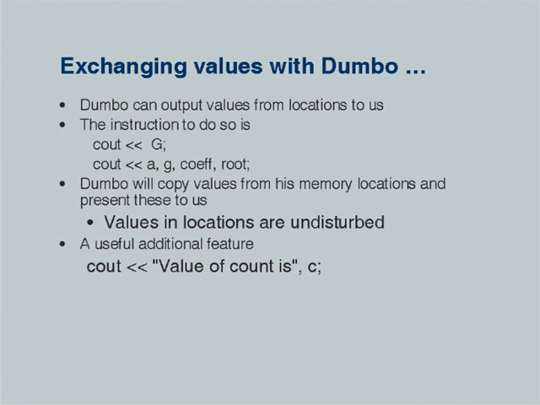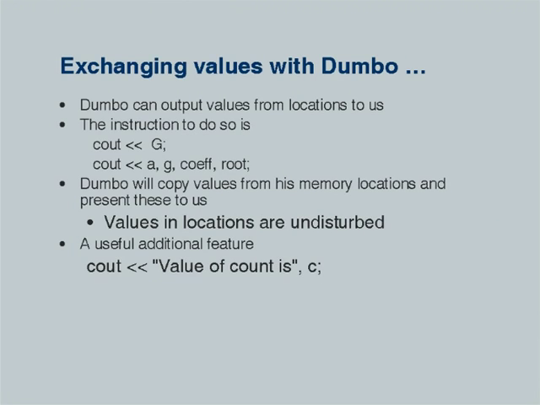Dumbo can also give us values from locations. The instruction to do so is cout << G. What it means is look up the value in G and give that value to me. So Dumbo will copy values from his memory locations and present these to us. The values in locations are undisturbed. This is the difference between getting values in and giving values out. Getting values in destroys the existing contents. Giving value out is merely, he reads up the value from that location, sort of copies it, and the copy is kept in that cart, and the cart is pushed to you. The value remains in that storage room. In short, an output operation or exchanging values to us does not destroy the contents of memory location. But getting value in destroys the original contents and the new contents replace them.